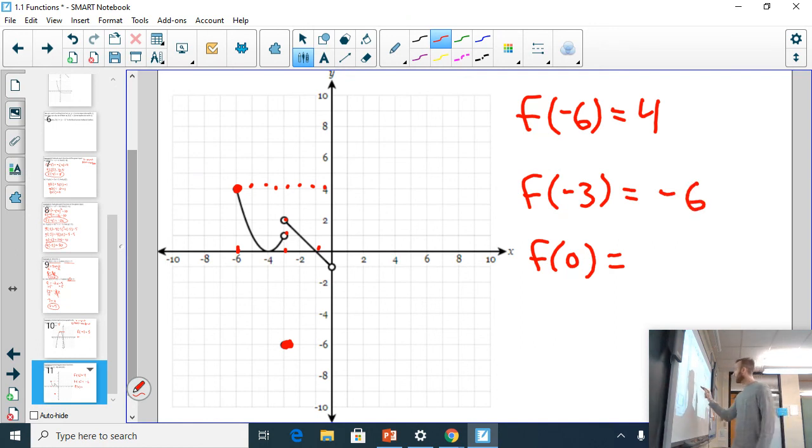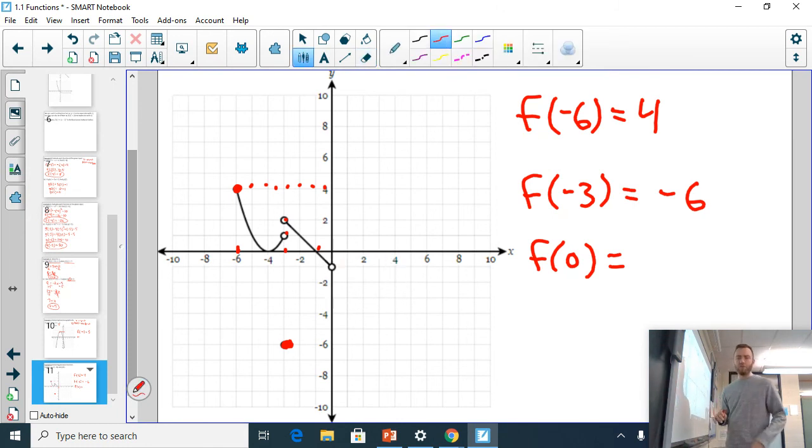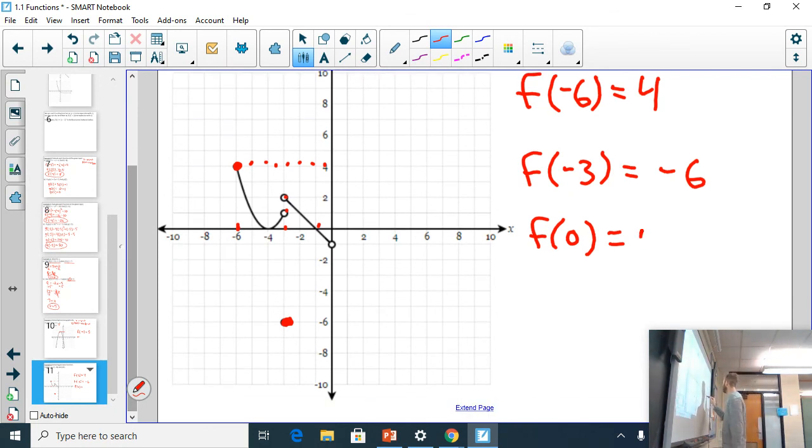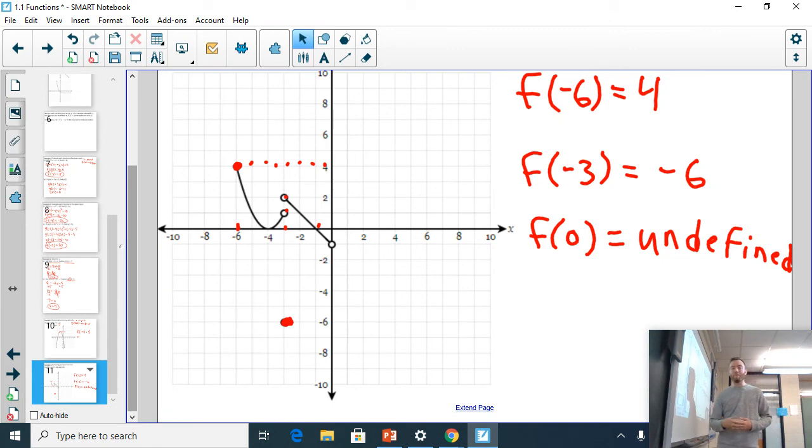And then finally at f of 0, we're right here. And if you notice, we don't have anything. We have this open dot here, but that open dot isn't a closed dot. So we actually don't have a value defined at 0. And so what we write for that is undefined. And that will wrap up evaluating functions both algebraically and graphically.